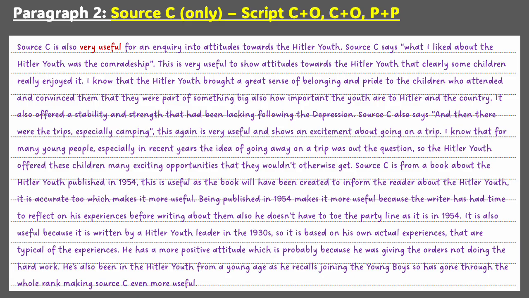It's also useful because it's written by a Hitler Youth leader in the 1930s, so it's based on his own actual experiences that are typical of the experiences of a Hitler Youth leader. He has been more positive in attitude, which is probably because he was given the orders, not doing the hard work. He's also been in the Hitler Youth from a very young age, as he recalls joining the Young Boys, so has gone through the whole rank, making source C even more useful.